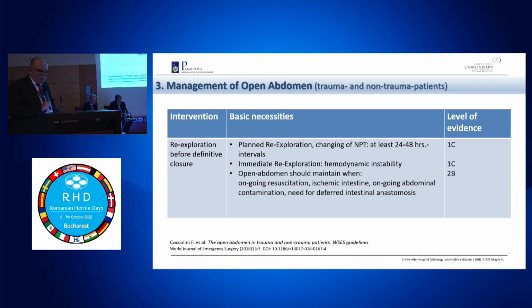If you have to surgically re-explore this patient before definitive closure, it's necessary to plan this precisely. That means that you have to change negative pressure therapy at least at 24 or 48, up to 48 hours after initial installation. And you have to immediately re-explore these patients if they become hemodynamic unstable. Open abdomen should be maintained when the patient is on a continuous resuscitation, if you find ischemic intestine or ongoing abdominal contamination.